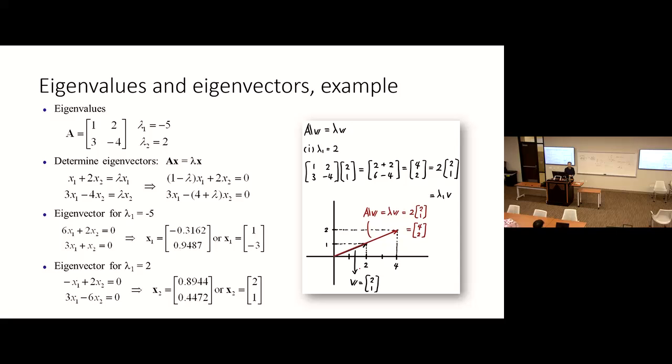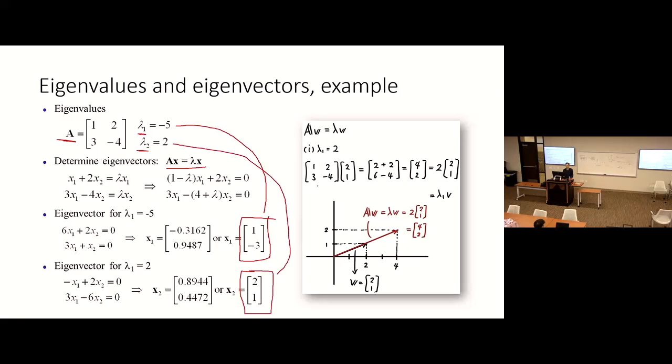Here is another example with two eigenvalues. This is our operator, the square matrix A, and this is the first eigenvalue and this is the second eigenvalue. This is the formula. This is the first eigenvector, which corresponds to the first eigenvalue. This is the second eigenvector, which we can find corresponding to the second eigenvalue.